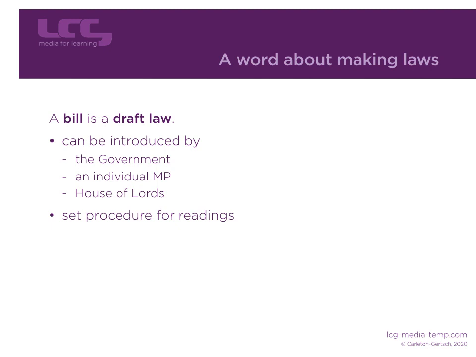Whichever way it happens, there's a set procedure for the way the laws have to go through readings, and this is as follows. Let's imagine an individual MP introduces a draft law into the House of Commons, hence the green. The first thing that happens is a first reading. And this means that the short title of the bill is read out, and then the bill is ordered to be printed. It's then published as a House of Commons paper for the first time. It's a fairly short process.